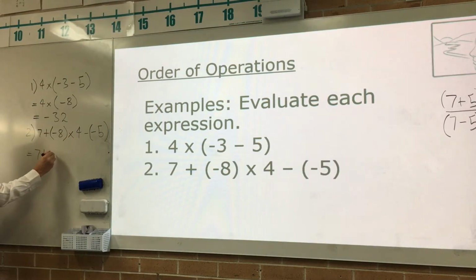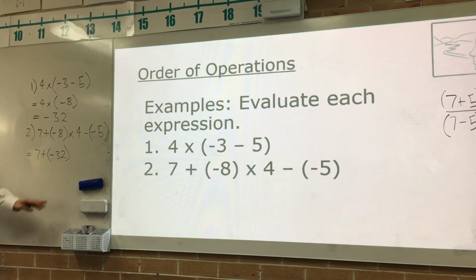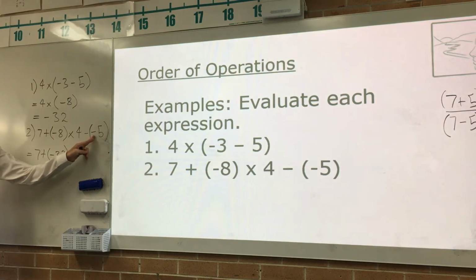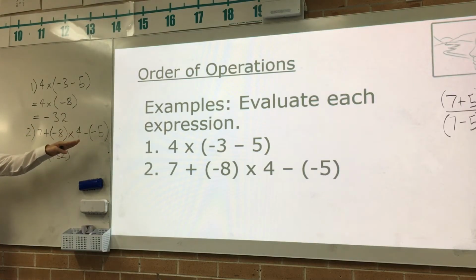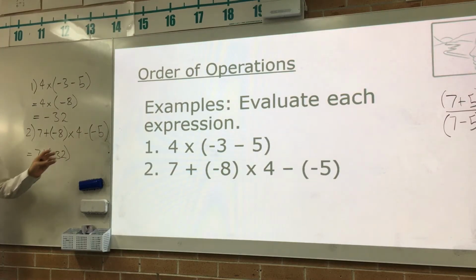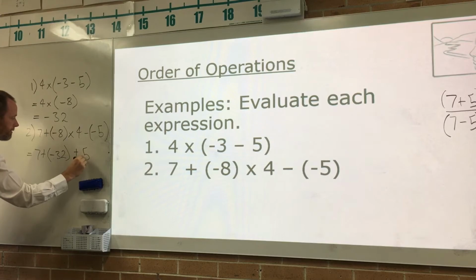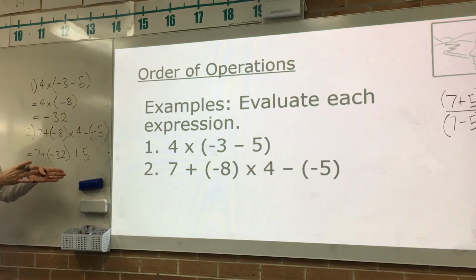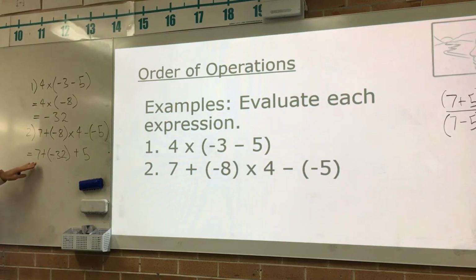So what we actually have is plus negative 32, which we could put in brackets to show it. And then over here, we've got minus negative 5. If I've got negative, negative, what should that actually simplify to? Yeah, plus 5. Okay, because it's negative, I'm going in the negative direction, and then I'll go opposite to that, so I actually end up going positive. All right, so we've got 7 plus negative 32 plus 5.